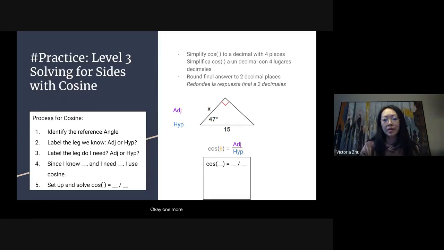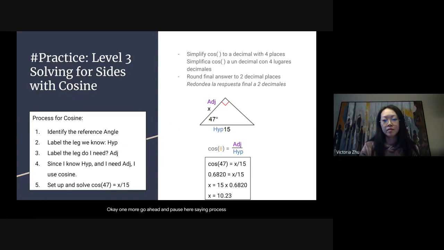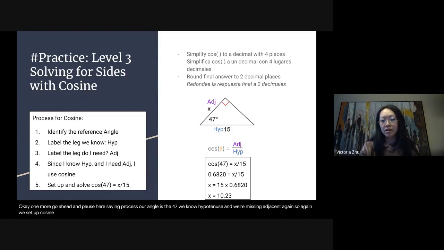Okay, one more. Go ahead and pause here. Same process. So now our angle is the 47. We know hypotenuse and we're missing adjacent again. So again, we set up cosine. Cosine 47 equals x divided by 15. Cosine 47 in the calculator is about 0.6820. Now all we need to do is multiply by 15 on both sides, and we get x is about 10.23.